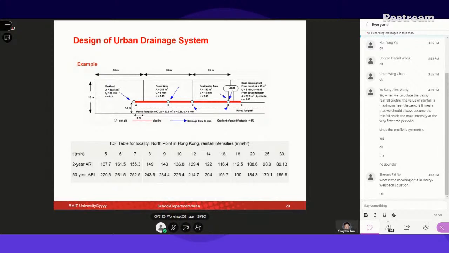For example, the parkland is 25 minutes, so you can get the 2-year and 50-year intensity here for 25 minutes. Similarly for the other, 8 minutes here, and 15 minutes is here between 14 and 16. Of course, you can calculate it by using the equation.